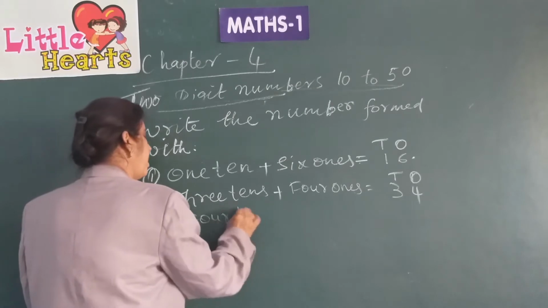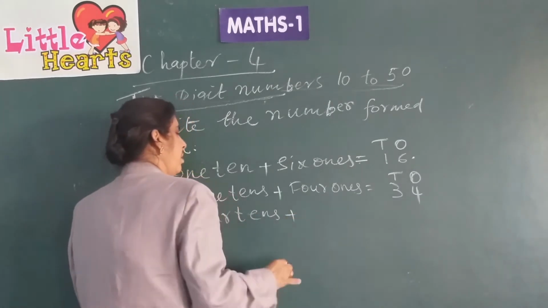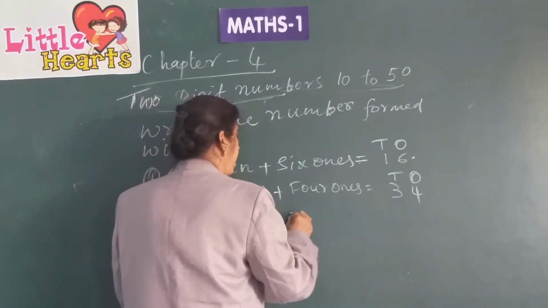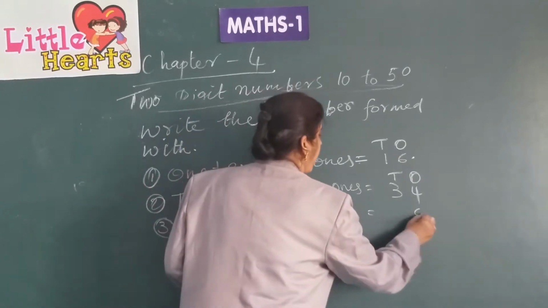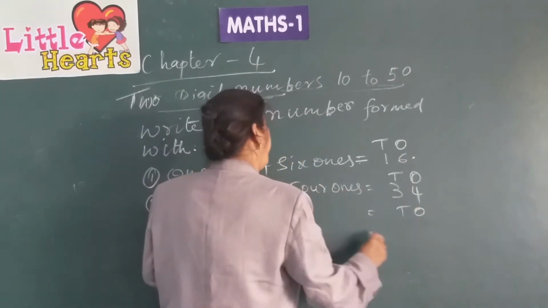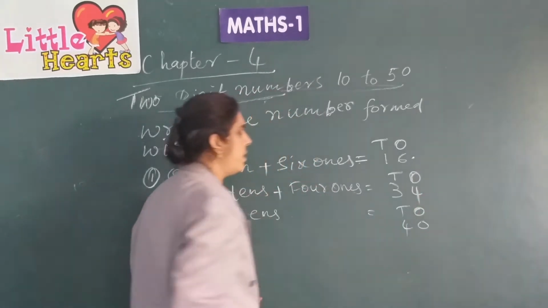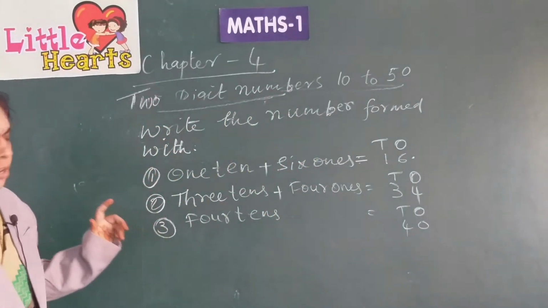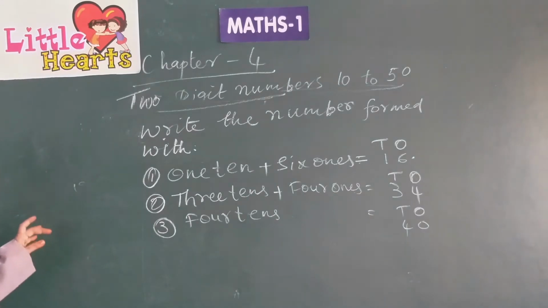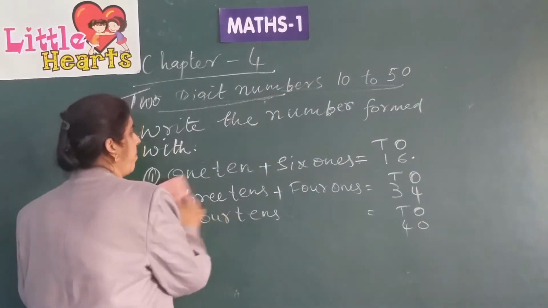4 tens. That's all. Then ones, tens. 4 in the tens place. There are no ones here. 0 ones. We read it as 40. So this is about expanded form.